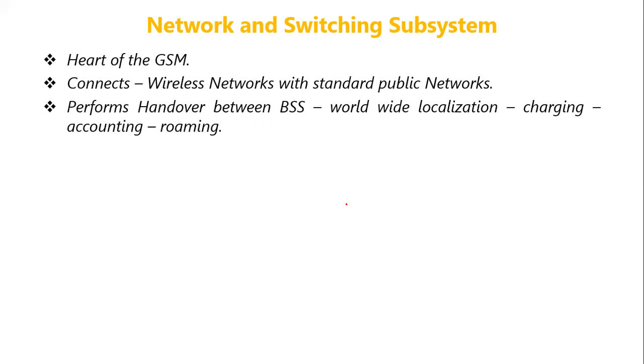It includes functions for worldwide localization. Worldwide localization means identifying the mobiles in different parts of the world. A user may be a traveler, a person who is Indian, having an Indian mobile, who may go to the US, and then when you make a call to him, the mobile network should first identify where his locality is. So identifying the mobile station's locality is called localization. That localization is done by the network and switching subsystem.